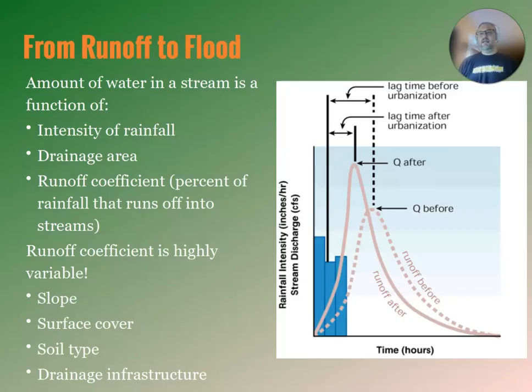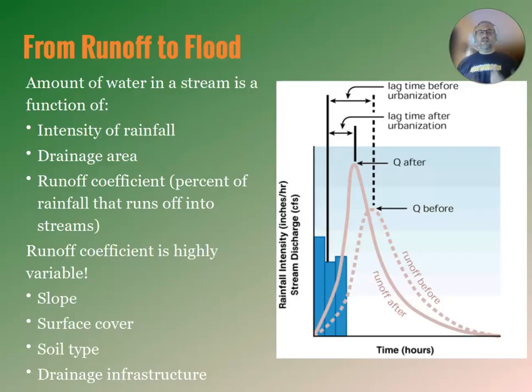several factors. So it's going to be a function of the intensity of the rainfall. So how much rain is falling within a given amount of time, right? So how heavy is that rain coming down? It's going to be a function also of the drainage area. So if you have a lot of area all draining into one stream, that's going to be a lot of water coming into that stream. If that stream only has a very small drainage area, less water can get to that stream.